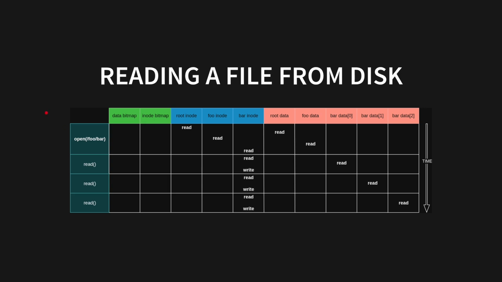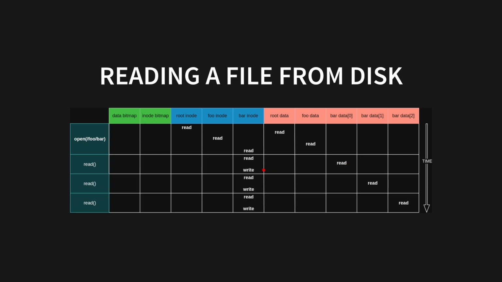Now we have access to bar's inode data, and we need to read the data blocks into memory. As we said in our example, we have 3 data blocks. Assuming each data block is 4 kilobytes, we have 12 kilobytes of data in total. First we read the bar inode and find the first direct pointer to the first data block, and we read the data itself into memory.